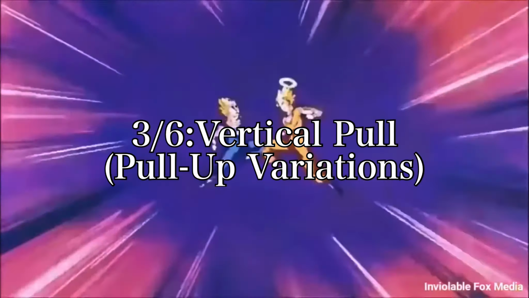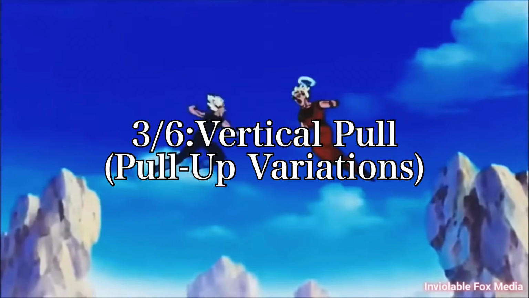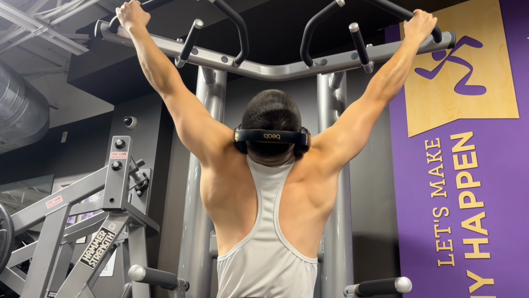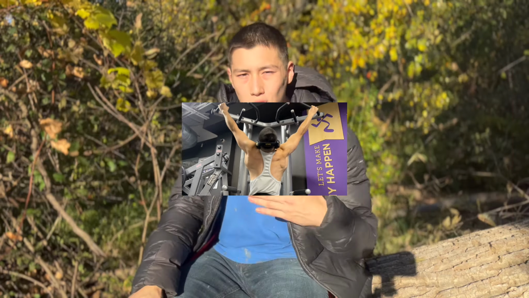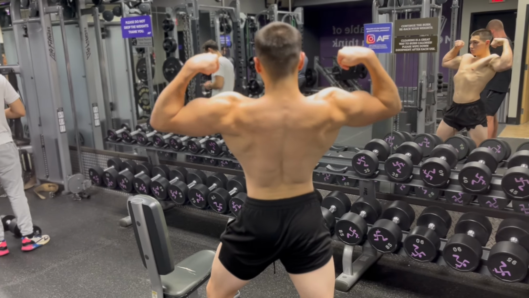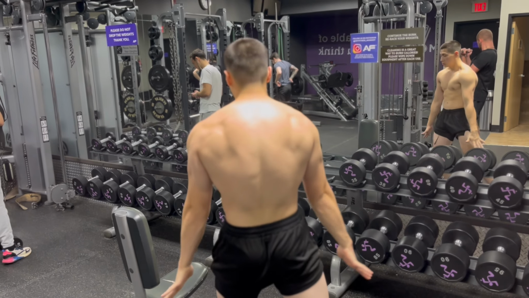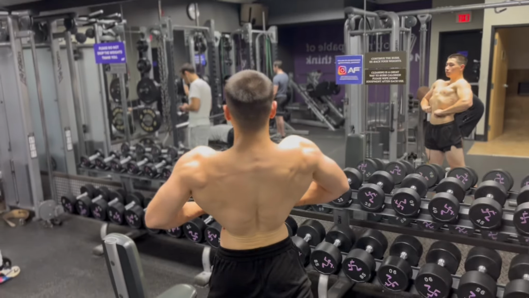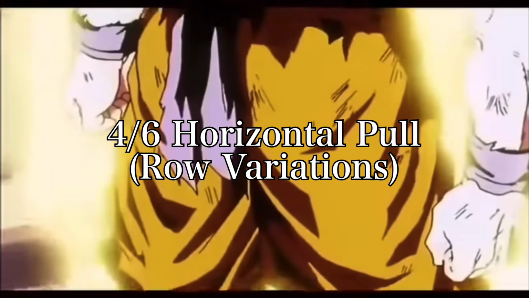Then we have vertical pull. This will mainly give you lat width, aka back width. Now it's just a general rule. It doesn't always mean it's going to. It's just a general rule. Right? This can be your pull-ups, weighted pull-ups, lat pull-downs, right? Whatever it is. Then we have horizontal pulls.